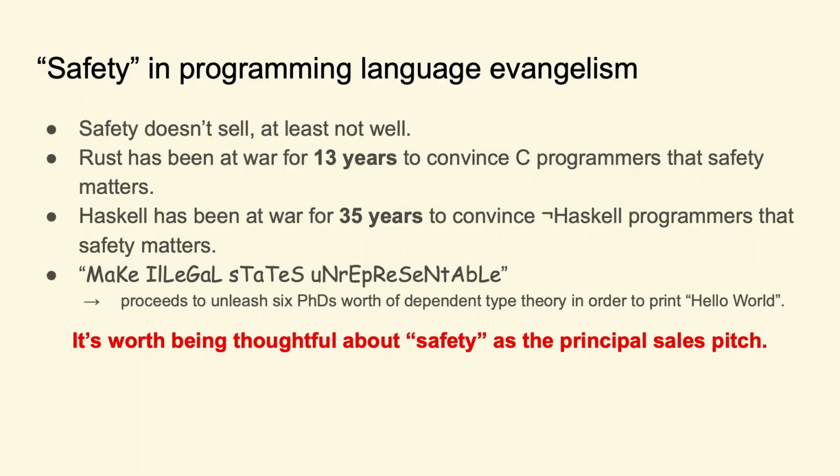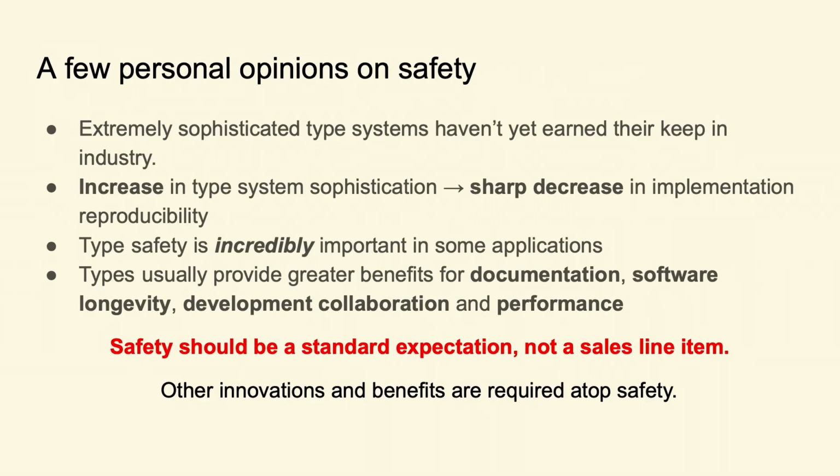One of the favorite lines that people like to repeat is "make illegal states unrepresentable." They'll tell you that, and then they'll link you like 6 PhDs worth of dependent type theory and category theory and whatever. Not saying that stuff is useless, not at all. I myself am very interested in it. However, I don't think it's good at selling people. So in my opinion, when approaching discussing languages, especially something like Coalton, which has type safety as a headline feature, that can't be the only thing of importance.